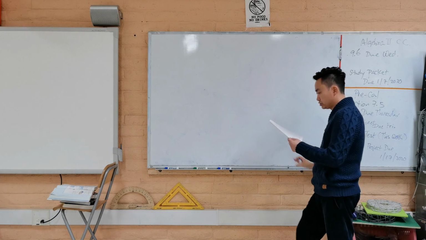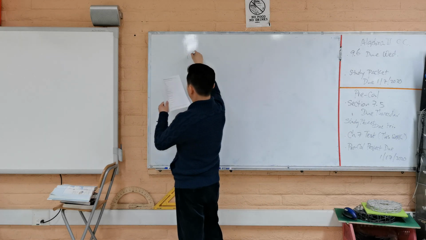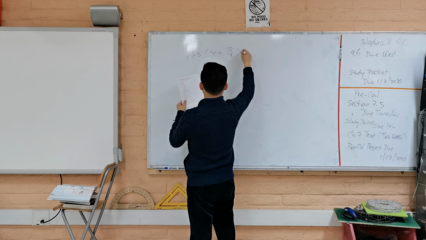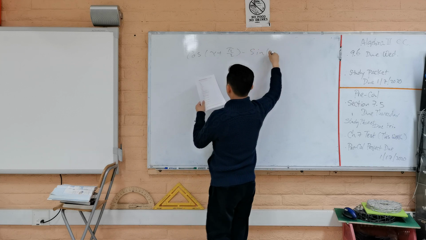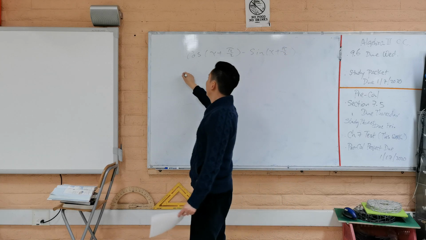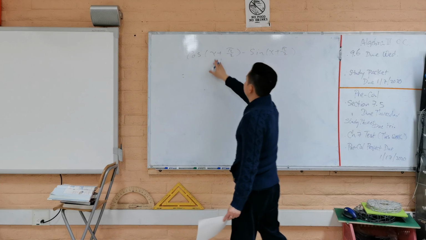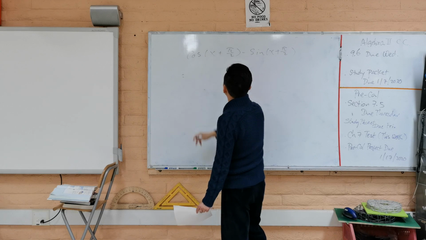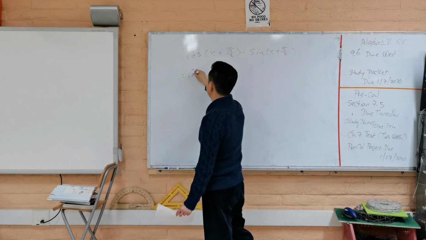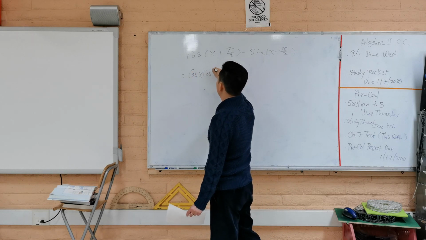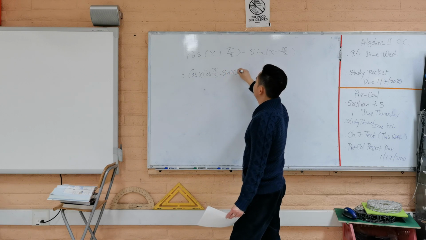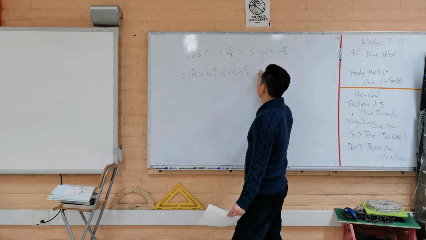The next one I'm about to show you is cosine of x plus pi over 2 minus sine of x plus pi over 2. It looks like this one we need to use the sum and difference formulas of sine and cosine. The sum of cosine is written as cosine of x, cosine of the other angle, pi over 2, minus sine of the first angle times sine of the second angle.